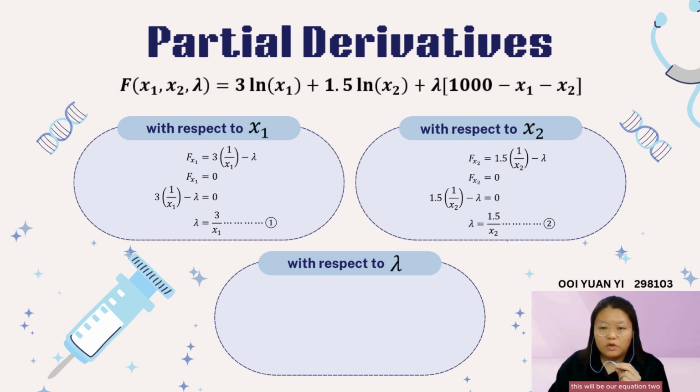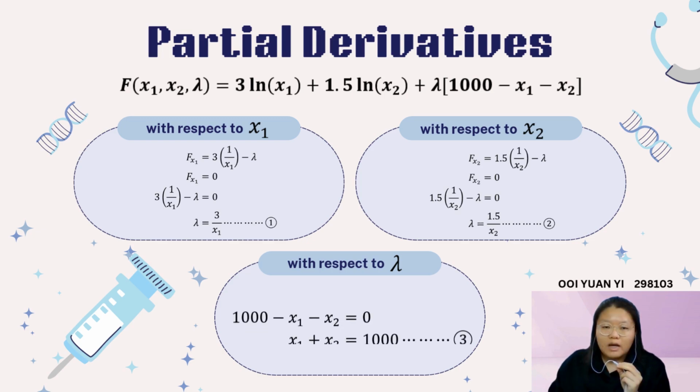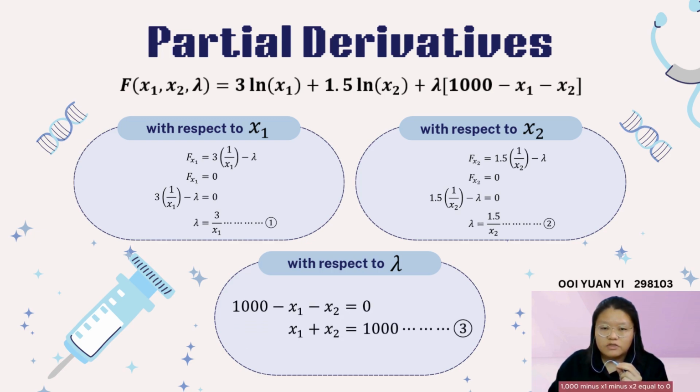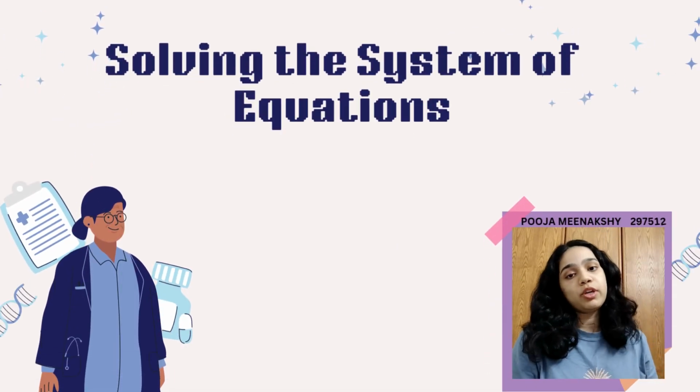This will be our equation 2. Partial derivative with respect to lambda, 1000 minus x1 minus x2 equal to 0, and actually this is a constraint function which is x1 plus x2 equal to 1000, and this is our equation 3. So let's move on to solving the system of equations.